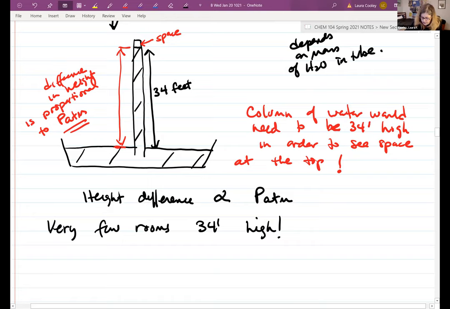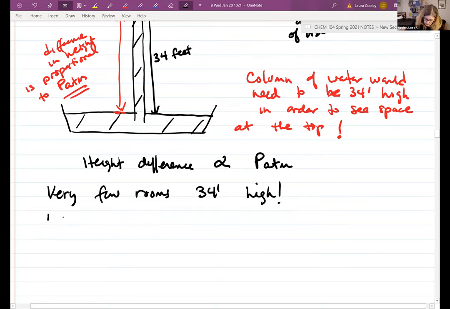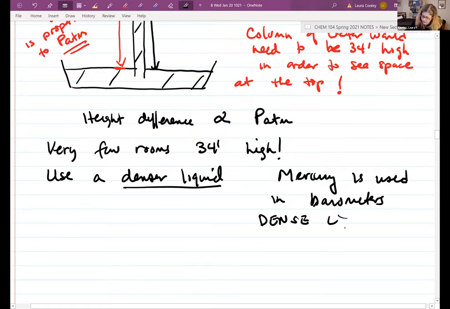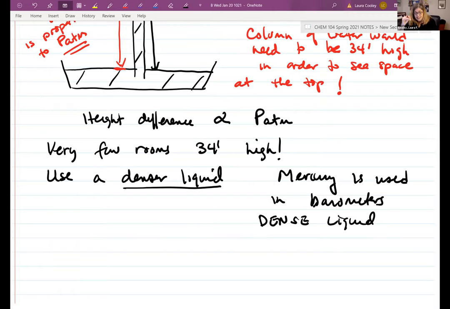But what you can do, and what is done, is we use a denser liquid. This is why mercury is used in barometers, because it is a dense liquid. And that means that it would go up to a much smaller height before gravity basically starts pulling it down, okay?